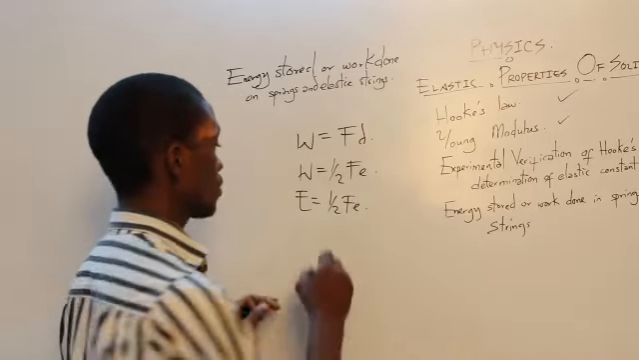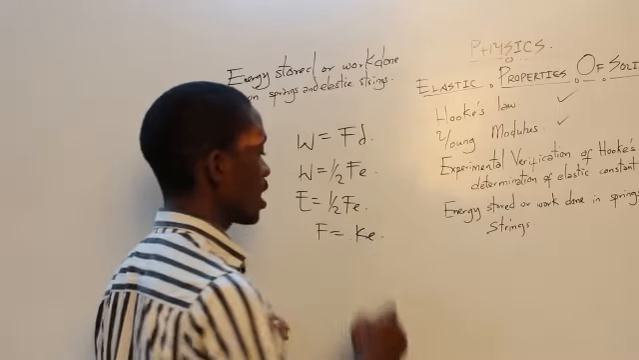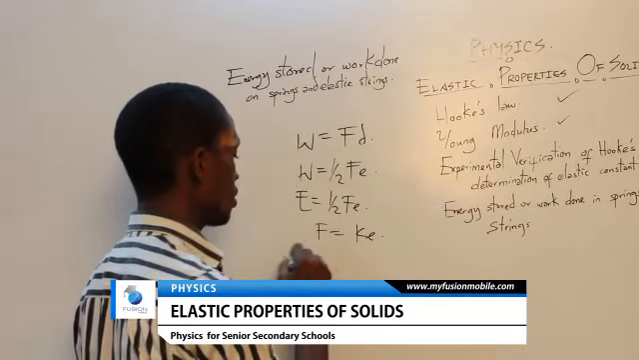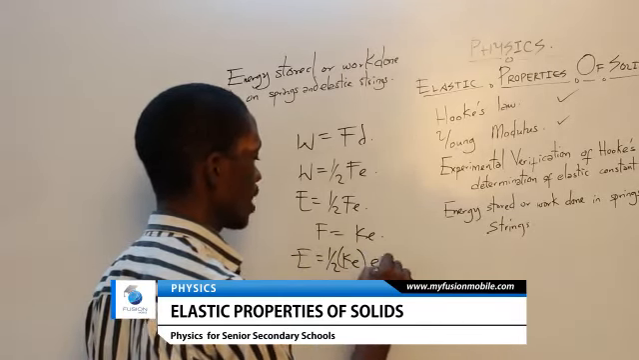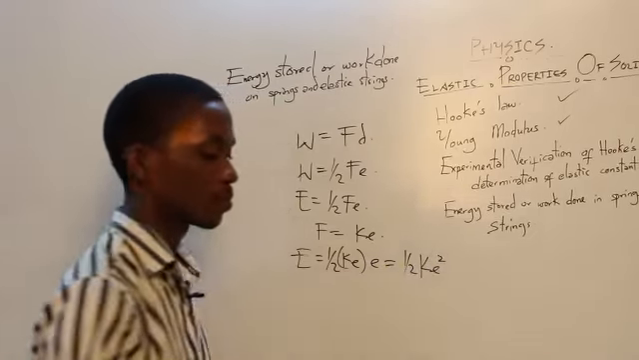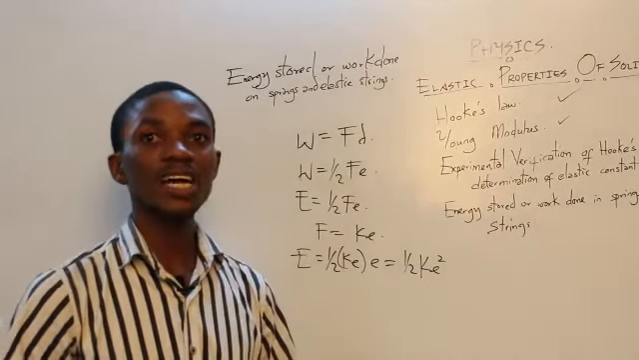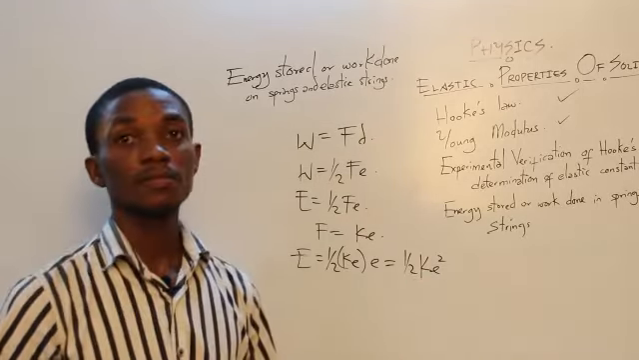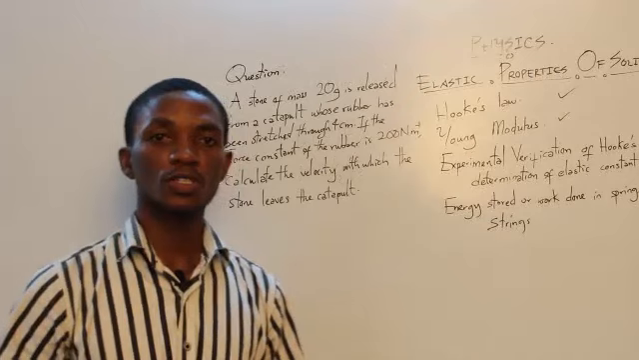And if we recall, we said F equals ke. So bringing F equals ke into the energy equation, we have E equal to half ke multiplied by e, which would give us half ke squared. So the potential, the energy stored inside the spring can be calculated as half ke squared or half Fe. Same thing with the work done by a spring. Let's take a question on springs.